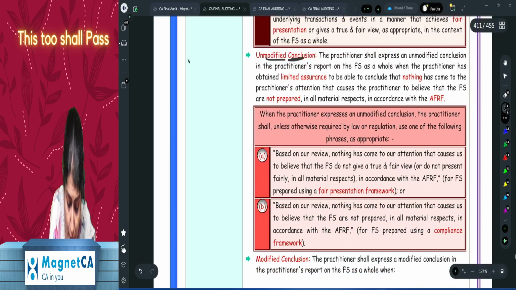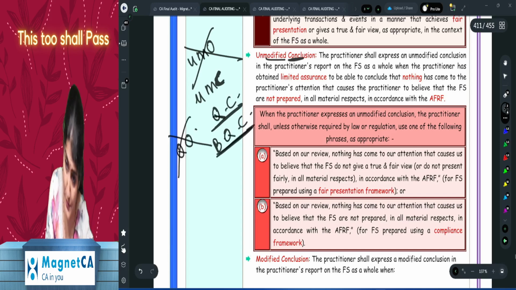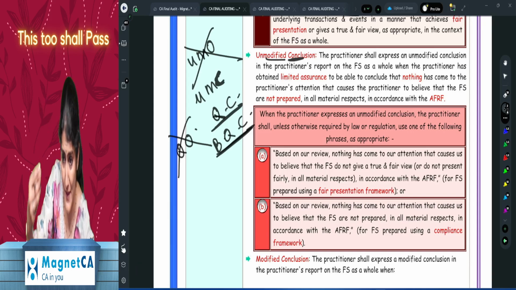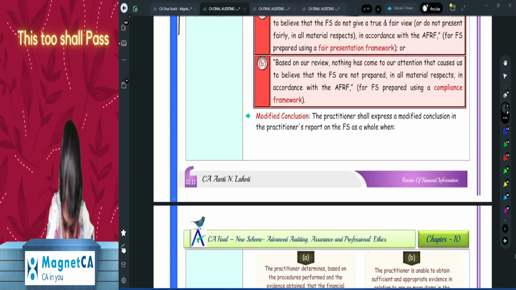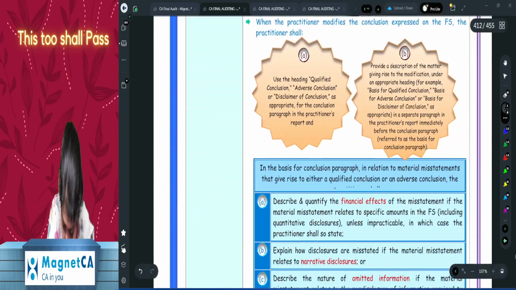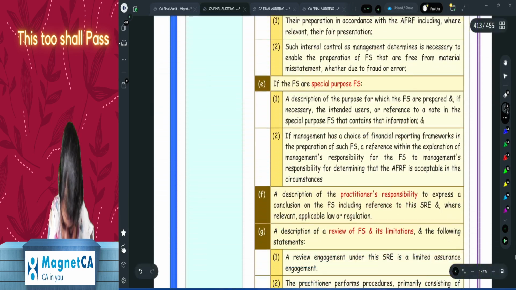What did I say? Will you call it unmodified opinion? No, you will call it unmodified conclusion. Will you call it qualified opinion? No, you'll call it qualified conclusion. Basis for qualified conclusion. So same 705, but instead of saying opinion, here you will use the word conclusion.